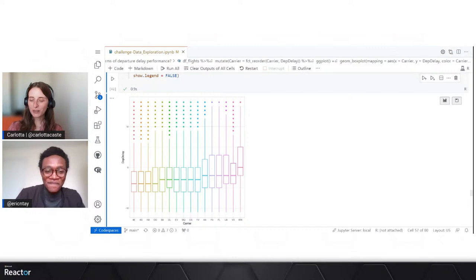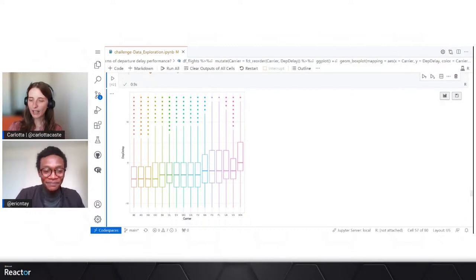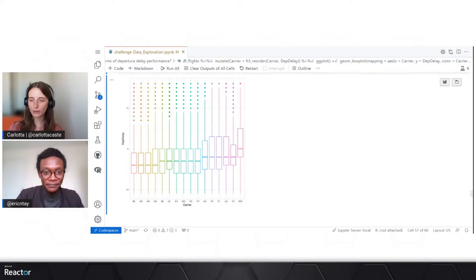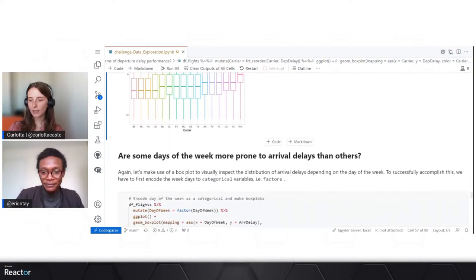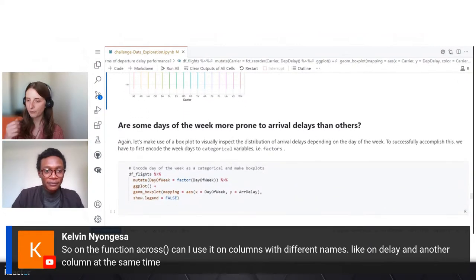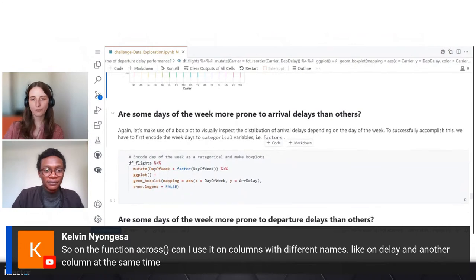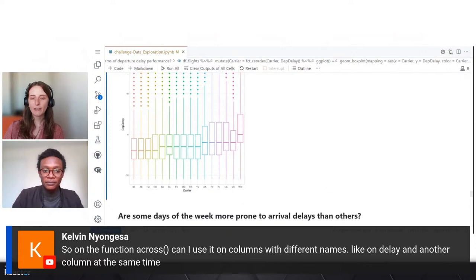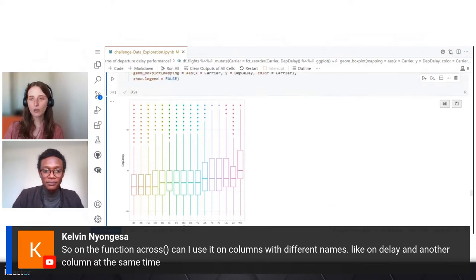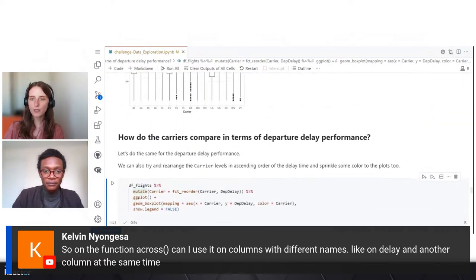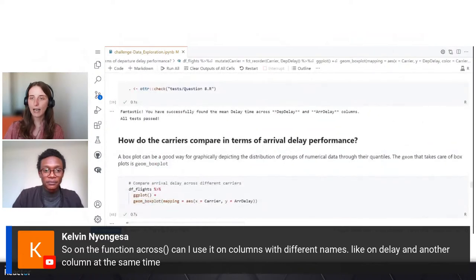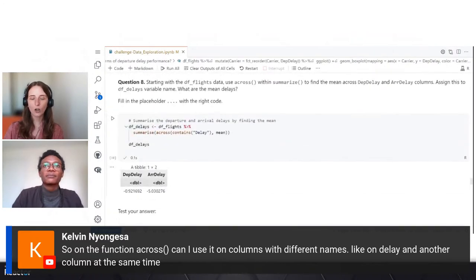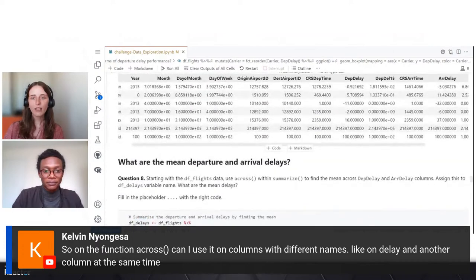So apart from that, we do have a good question from the chat. I would like to go back a little bit to answer Calvin. So Calvin is asking, on the function across, can I use it on columns with different names, like on delay and another column at the same time?